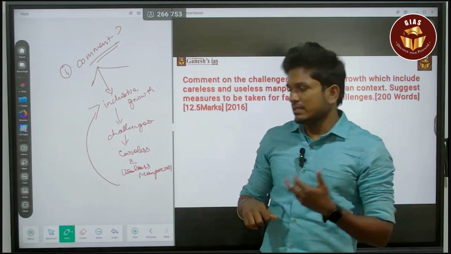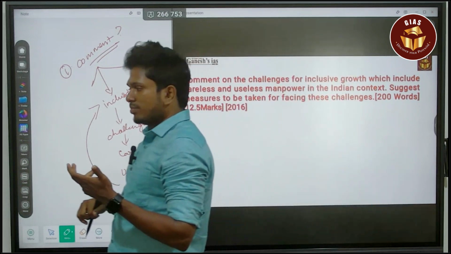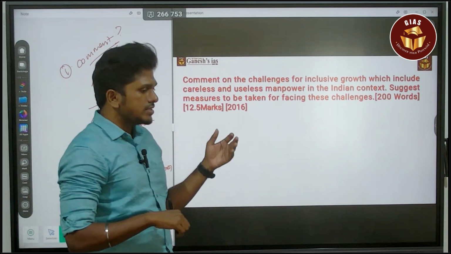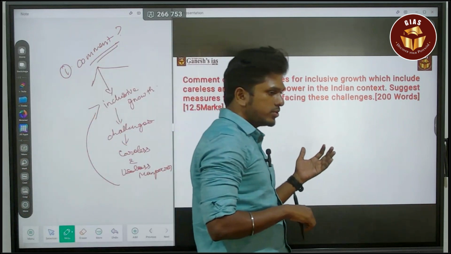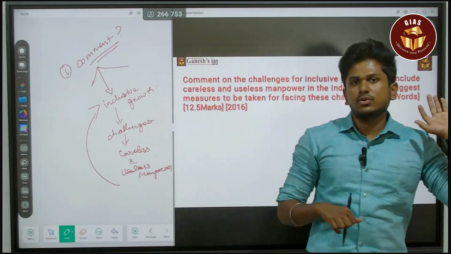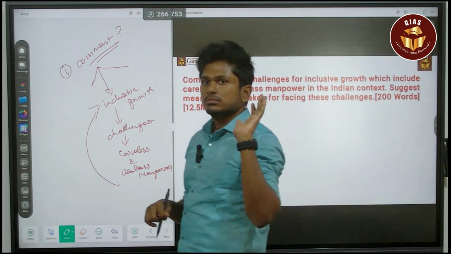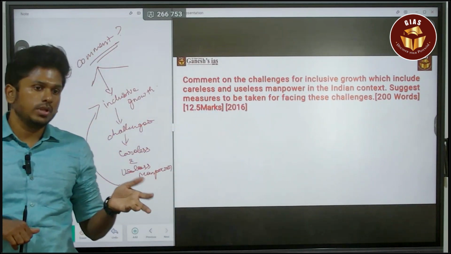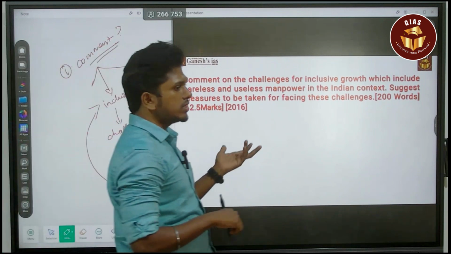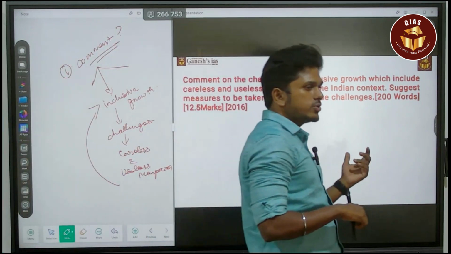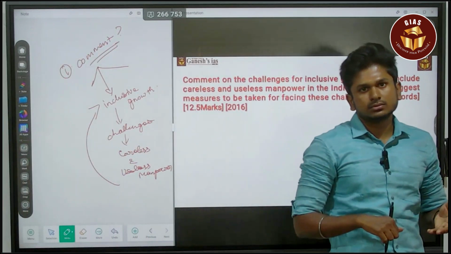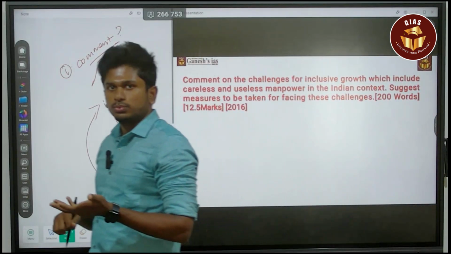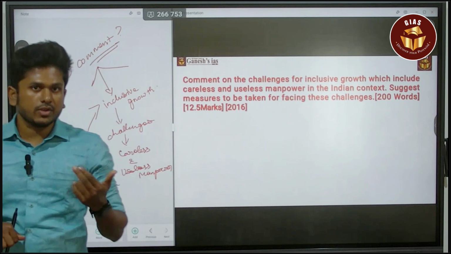You have to say yes or no, but in reality you have to accept it, because India is facing the issues related to the inclusive growth due to this careless and useless manpower. That is the reality. But you can say that no, it is not only about the careless and useless manpower, but also the issues with the government. In such a way also you can give the answer. It's up to you. So there are two possibilities of the answer.